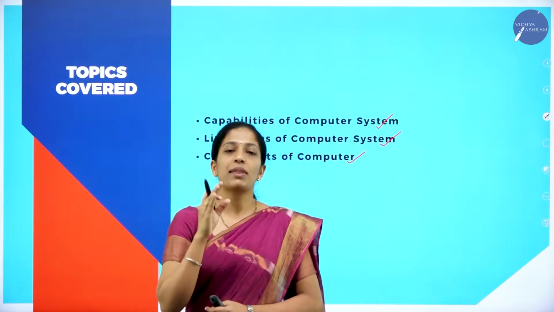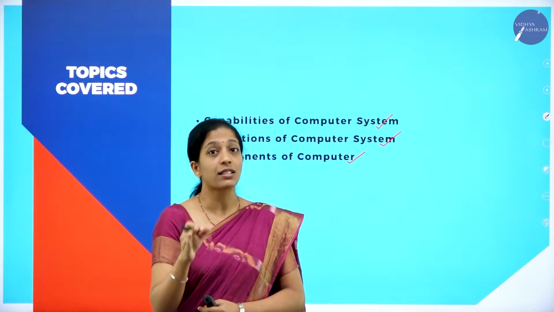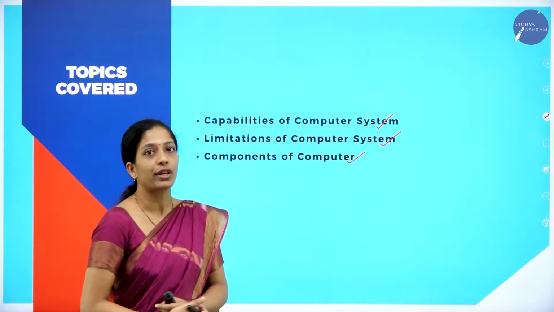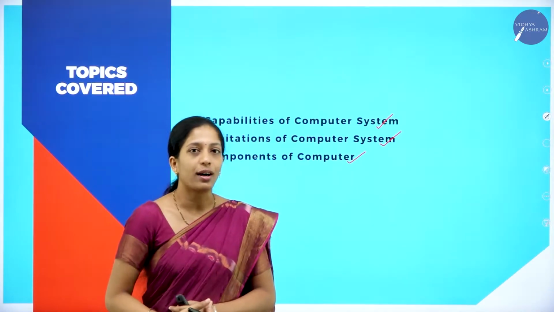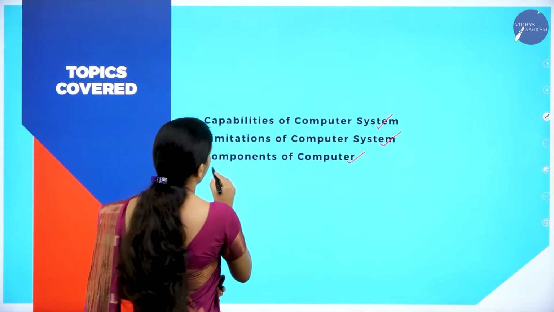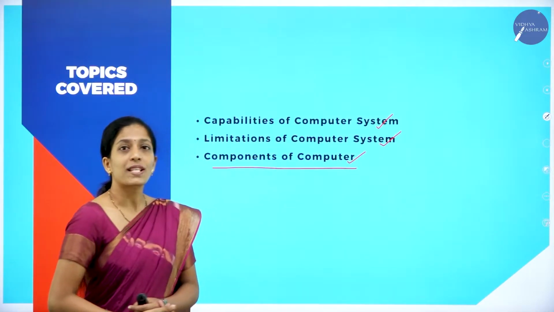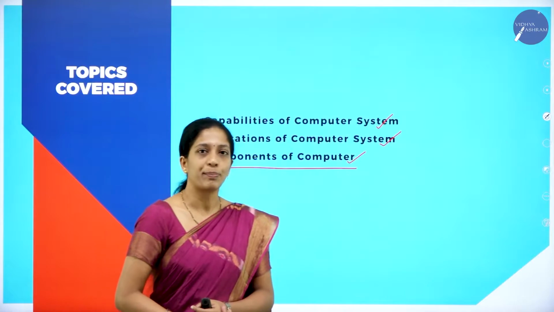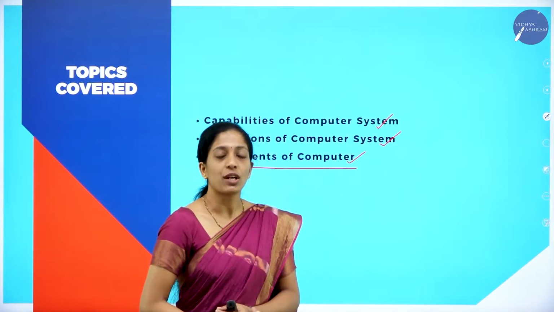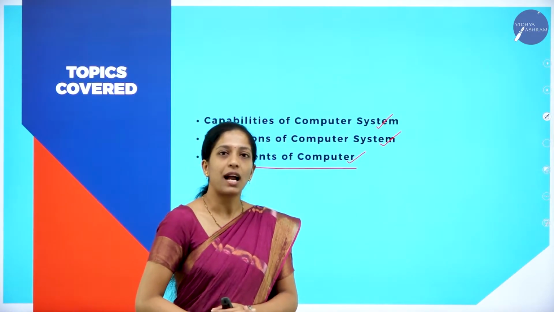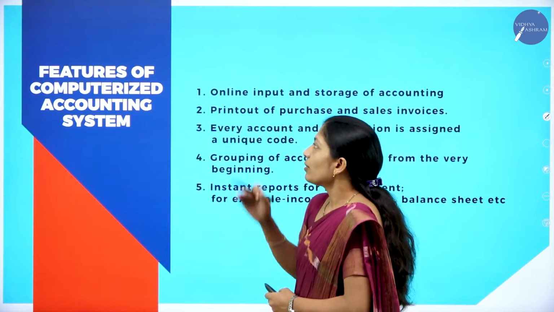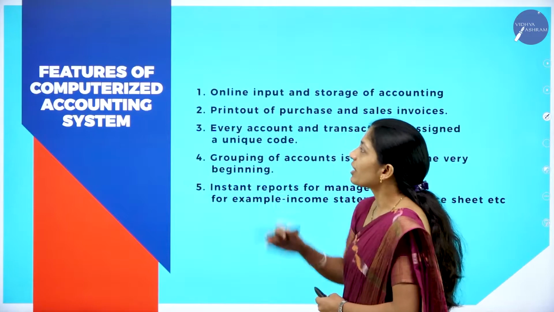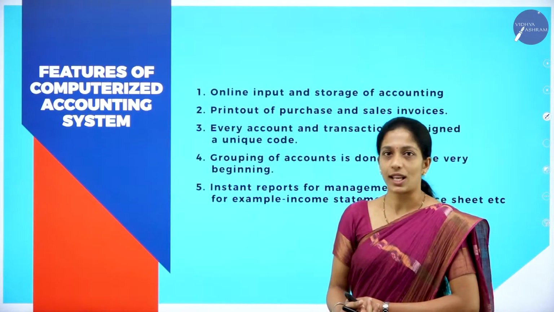And most of the time they will ask 1 as well as 2 marks, and for the 5 marks practical oriented question, as I've already told you, you have to just draw a block diagram of components of computer, which I have already discussed in the previous session. In today's session, we shall discuss a few of the concepts and we shall wind up this particular chapter. So today we are going to discuss the features of computerized accounting system.